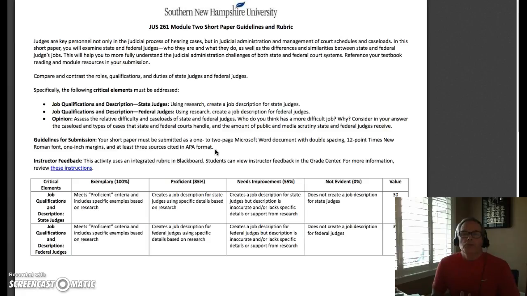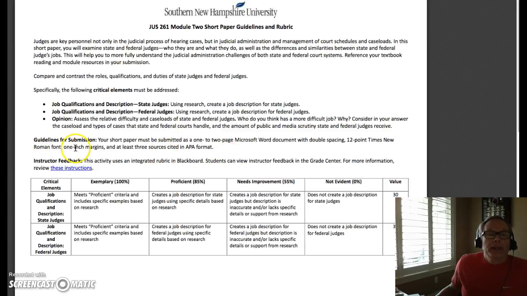So if you need to refresh your memory on APA format, in one of the previous announcements, I have provided a link to a good website that provides APA information, so you don't have to buy a book or anything. You can use that as a good reference, okay? Again, it's a short paper, must be at least 1 to 2 pages, and here's the specific criteria as you begin to work on that paper.